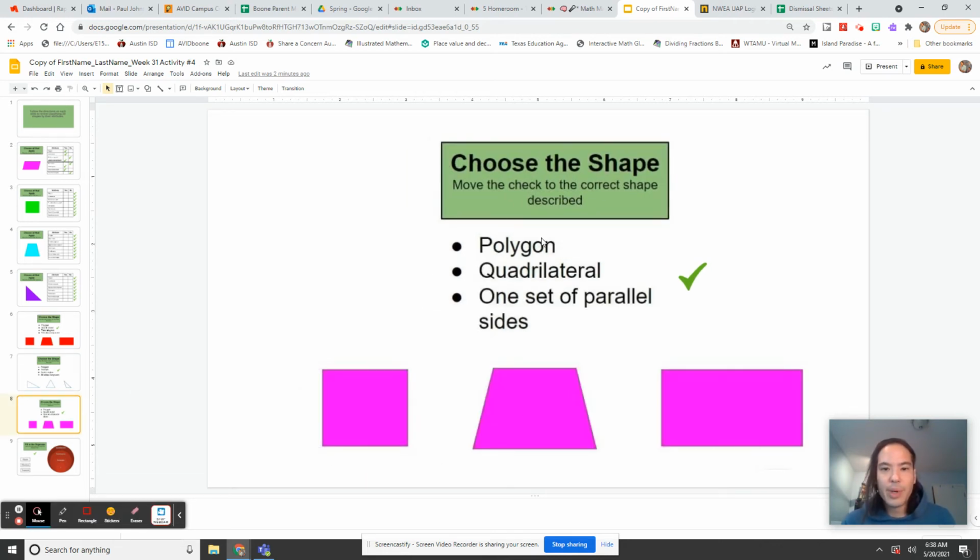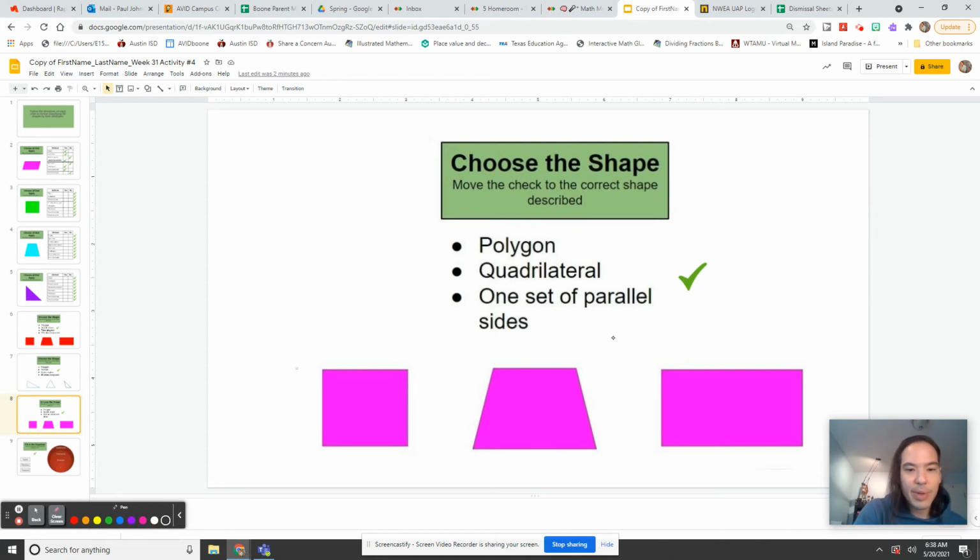Okay, so the next one, polygons. All of these are closed figures made up of straight lines. Quadrilaterals, all these have 4 sides. 1, 2, 3, 4 sides. And then 1 set of parallel sides.